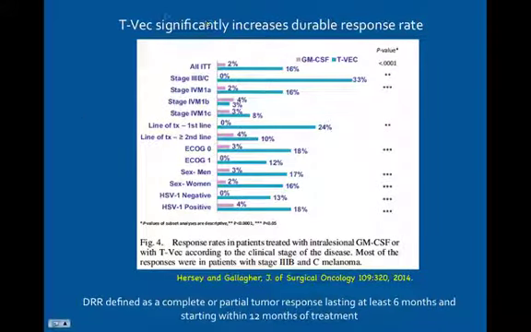Alright, TVEC can increase durable response rate. That's what DRR stands for. And it's defined as a complete or partial tumor response lasting at least 6 months and starting within 12 months of treatment. And so you start to see every group that got TVEC was more responsive than those who just received administration of GM-CSF. So this was the clinical trial.